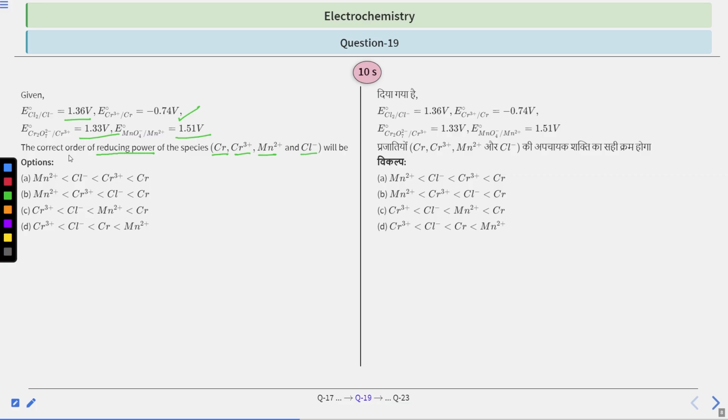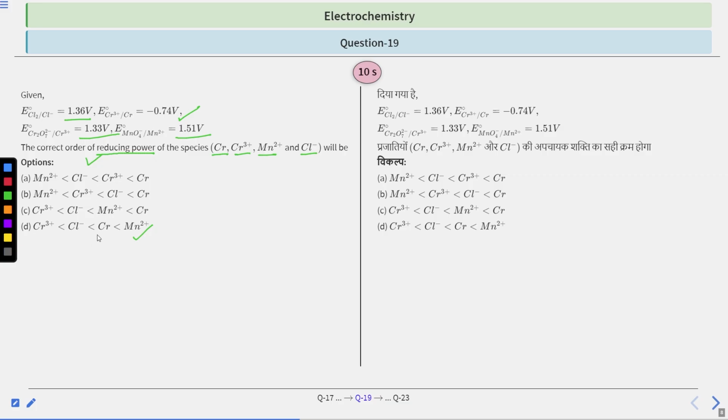Again, we have to tell the correct order of reducing power of the species given in the question, for which E naught is given, right? So options are that the most reducing power is for chromium, then chromium 3 positive, then chlorine negative, then Mn2 positive. Or chromium, then chlorine, then Cr3 positive, then Mn2 positive. Chromium, then Mn2 positive, then chlorine negative, then Cr3 positive. Or most is the Mn2 positive, then chromium, then Cl negative, then Cr3 positive.